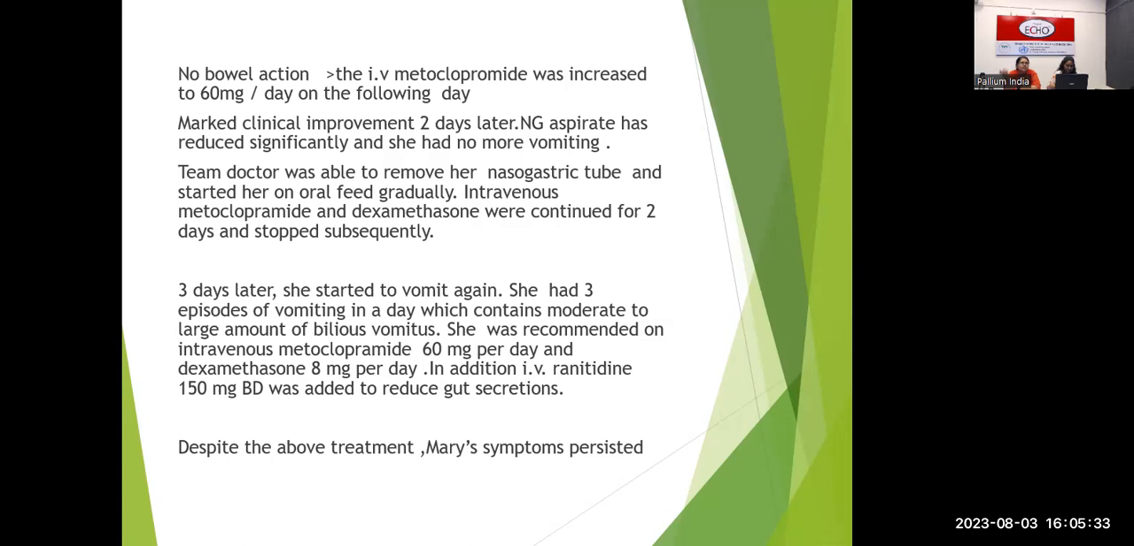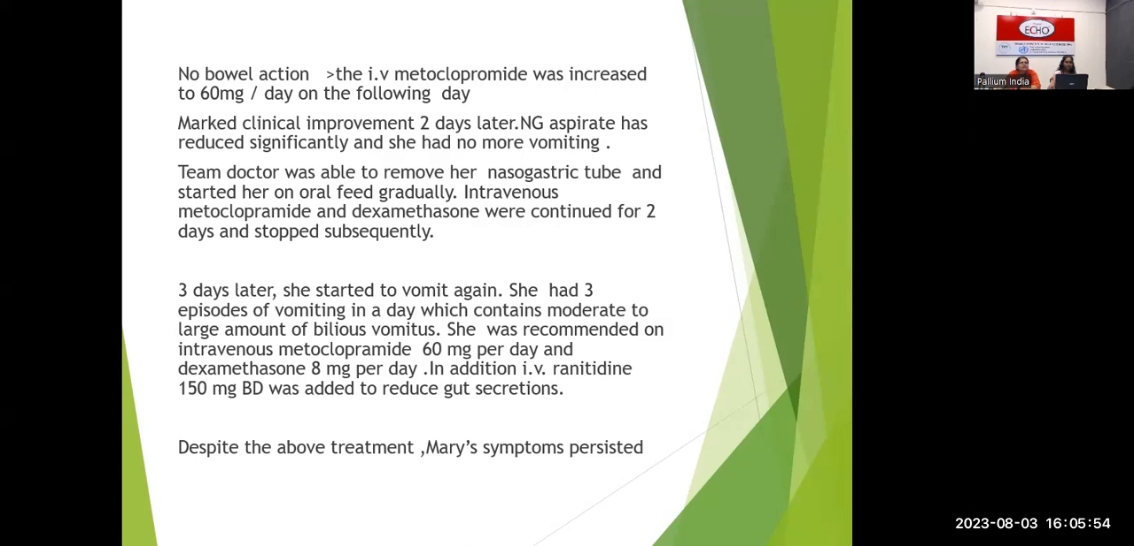3 days later, she started vomiting again. She had continuous vomiting, and it was a moderate to large amount of bilious vomiting. She was recommended to start intravenous metoclopramide again and dexamethasone again, in addition to IV ranitidine to reduce the gut secretion. Despite all this treatment, Mary's symptoms still persisted.